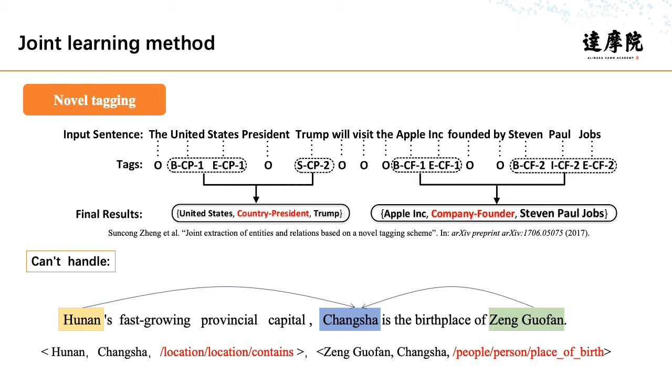The novel tagging method shown on this page combines entity and relation information in the tags. This method completely transforms the joint learning model into a sequence labeling problem. It can extract multiple relations but can't handle overlapping relation extraction well, because each entity can only be assigned a single label in this method.